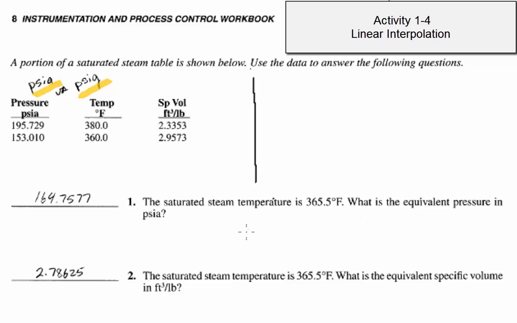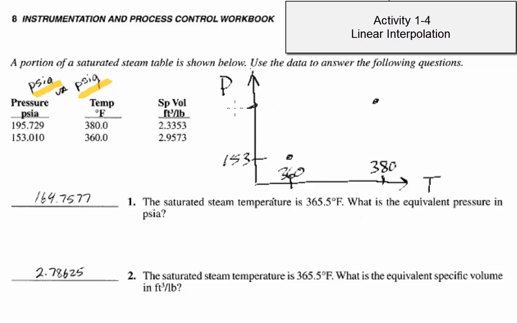So let's just look at this graphically real quick, and then we'll solve it using Excel. What we're really saying is we have two known data points, pressure and temperature. This is for number 1. We know the pressure at 380, and we know the pressure at 360, and it's about 153. We'll call it 196. Now we're going to assume a straight line between these two points, since those are the only two values we have to work with.